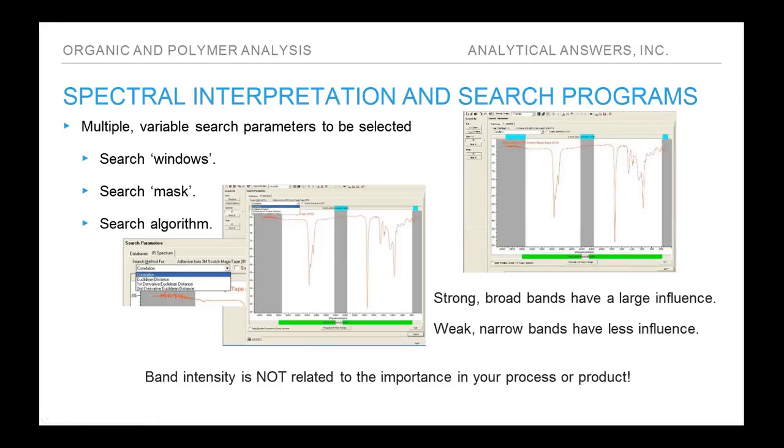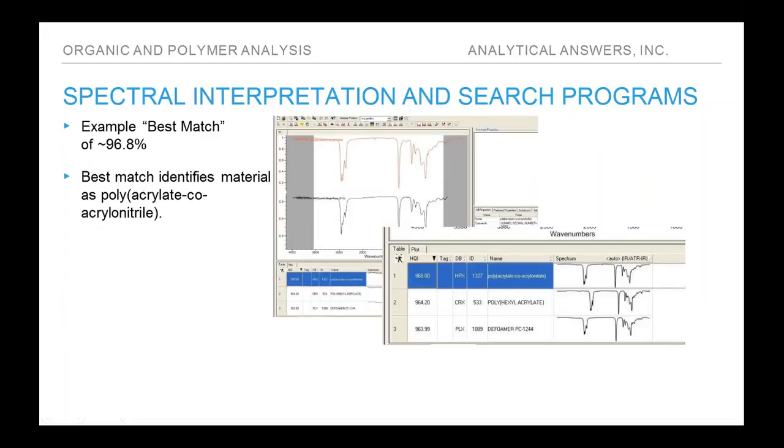However, the absorptivity of a band is not related to how important it is in your process, in your product. A very minor contaminant may have a strong absorption. A very significant component may have a weak absorption. The search programs, no matter how sophisticated the algorithm, cannot differentiate a strongly absorbing broad band and say, well, this is not important, and say, this minor weak band is important. So here's an example of that, exactly what I'm referring to.